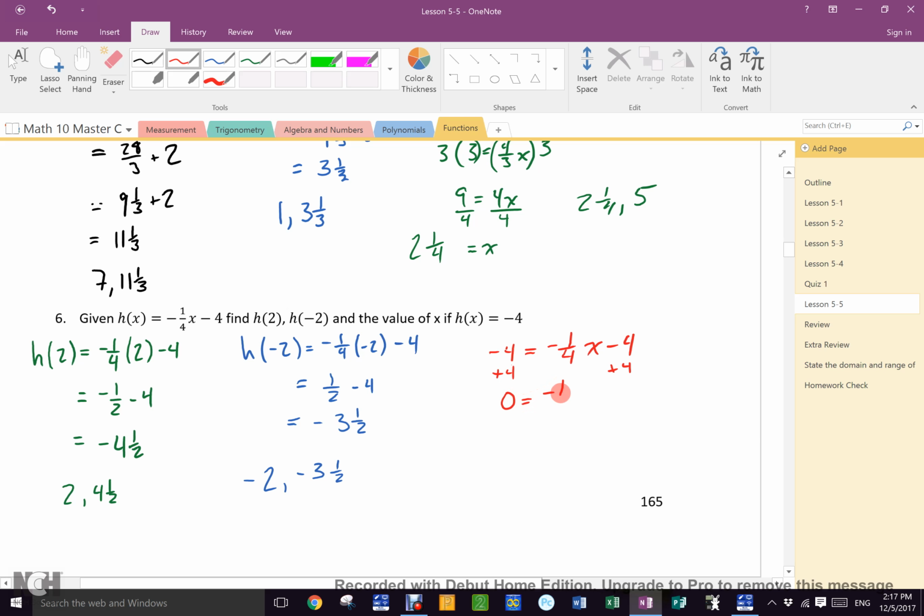0 equals negative 1/4 x. What does x have to be for this to be 0? Guys, 1/4 times what will get me 0? 0. So what's x? 0. So what's my ordered pair? 0, negative 4. Is everybody cool with the algebra way to do it? Right? It's just substitution. You've done it to death.